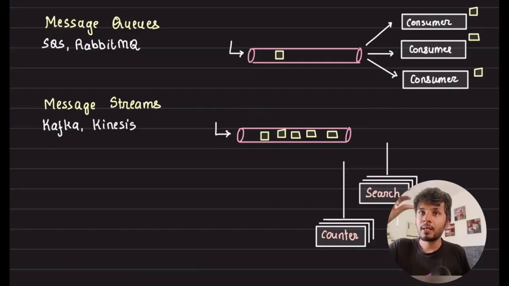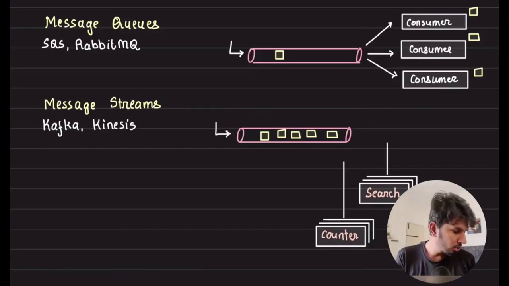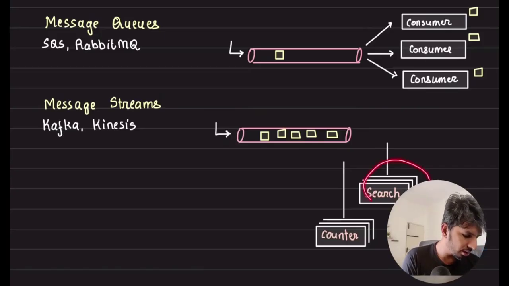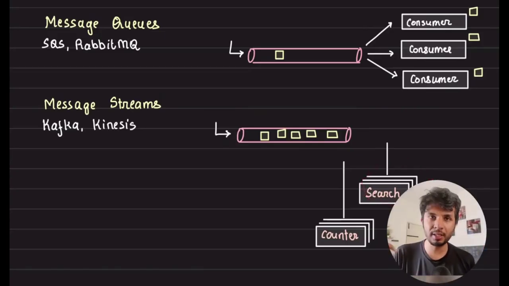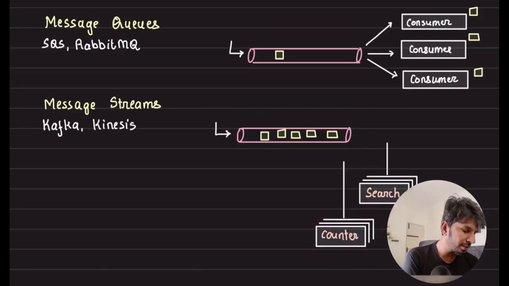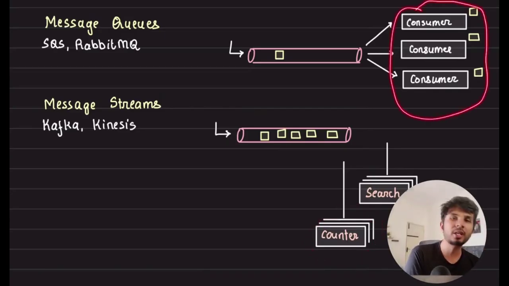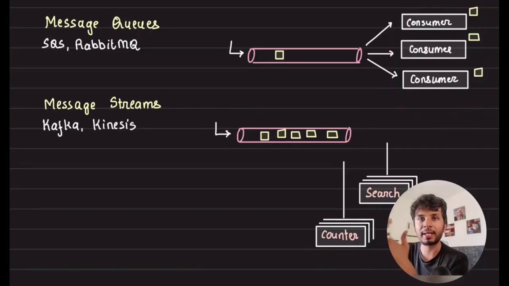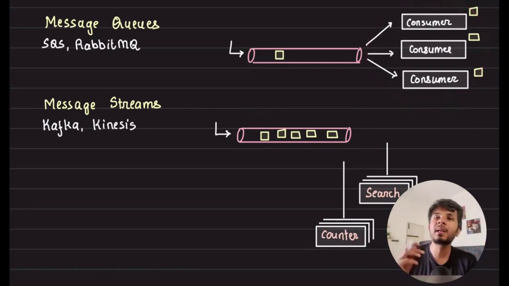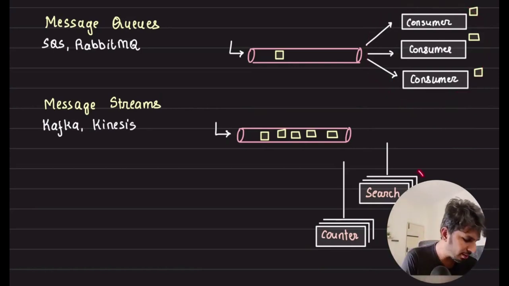I have the consumers. Now I have different types of consumers, which are called consumer groups. So here I have a search consumer group. It can have multiple servers. I have a counter consumer group, which has multiple servers. Consider this as a set of 3 servers doing the exact same search things, or 3 servers doing the exact same counting things, right? These are represented by this.